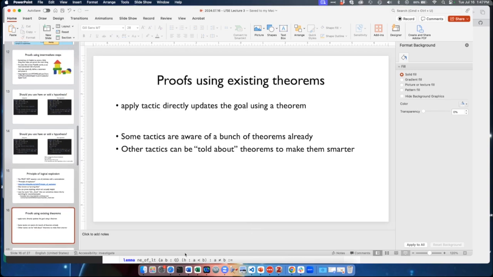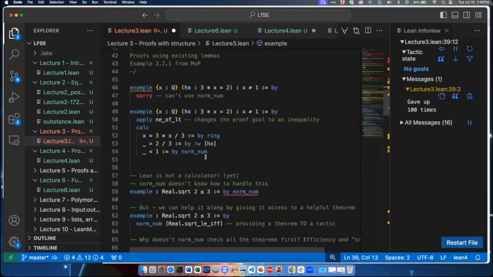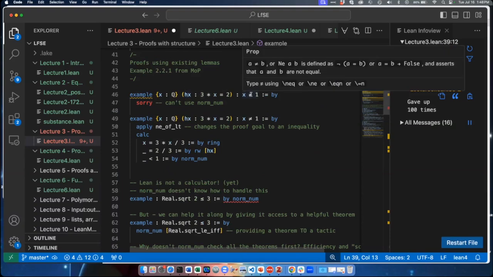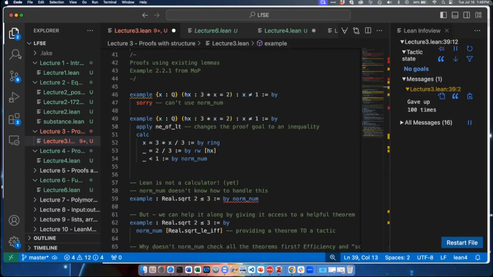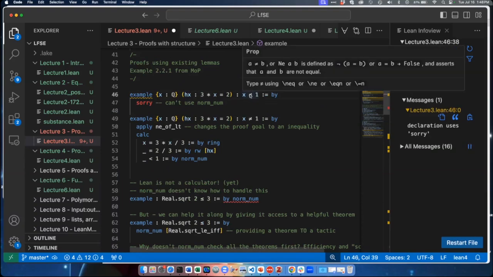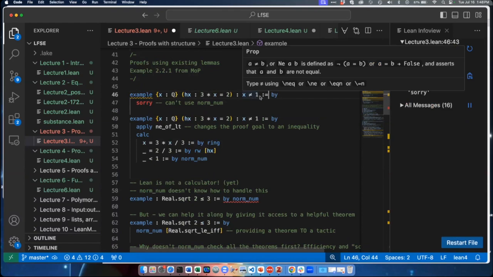All right, what does that look like? So first we're going to look at 2.2.1 from mechanics of proof. And we are trying to solve this problem where we have a curious kind of goal, which states that x is not equal to 1. This is a negation. We've done equality, we've done inequalities, but we haven't done does not equal before.